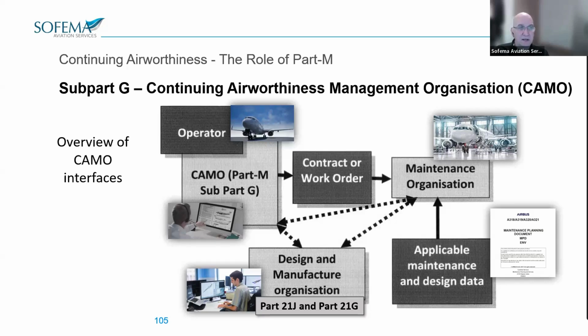The maintenance organisation receives the work order and acts upon it, gathers together the requisite maintenance data to perform the tasks listed in the work order, performs the tasks, and then feeds back the completed work cards to the CAMO, so the CAMO can keep track of what maintenance has actually been accomplished. Also involved in this process are Part 21 design and manufacturing organisations, which need to support such activities as modification programs and major repairs.